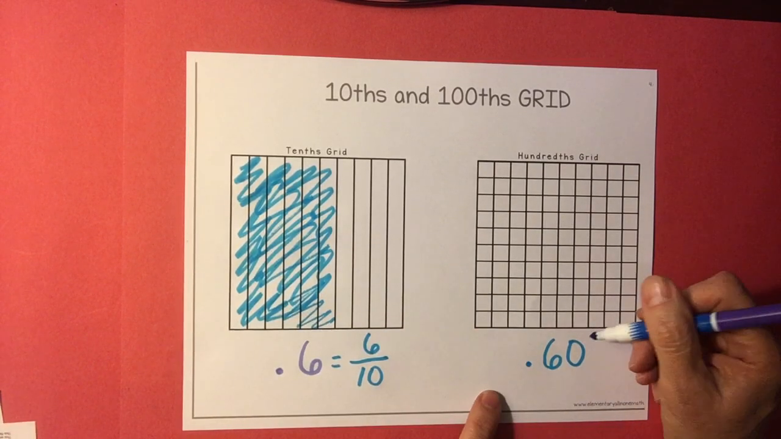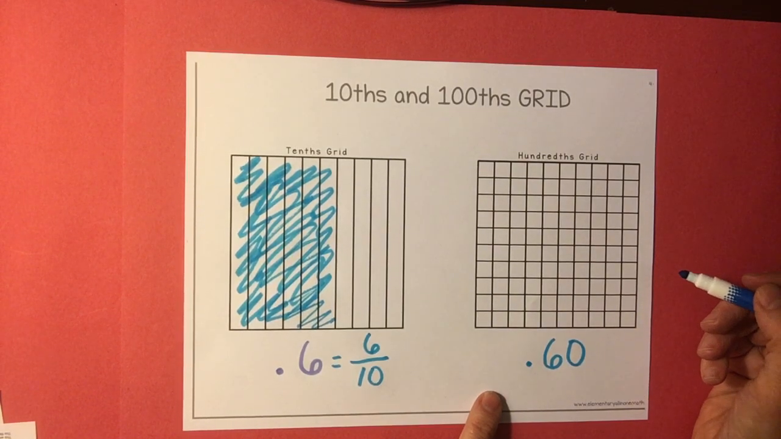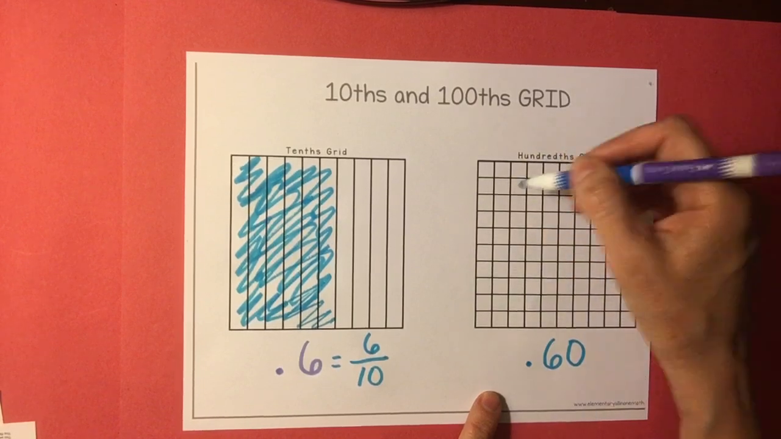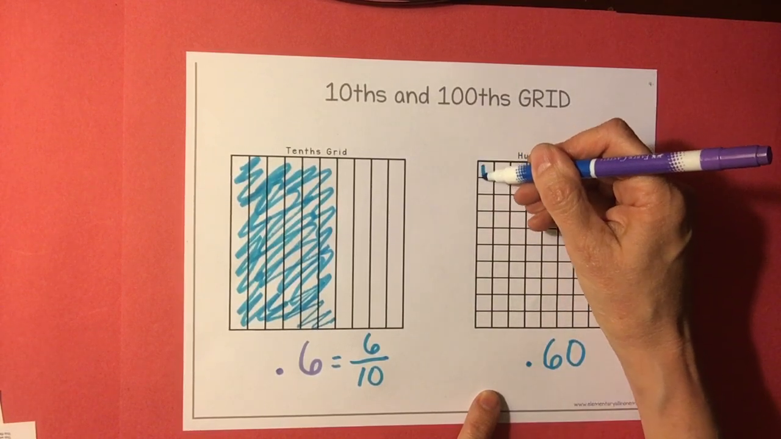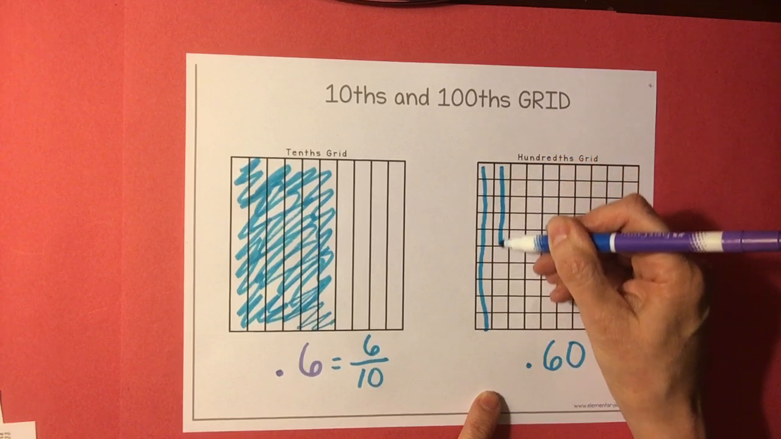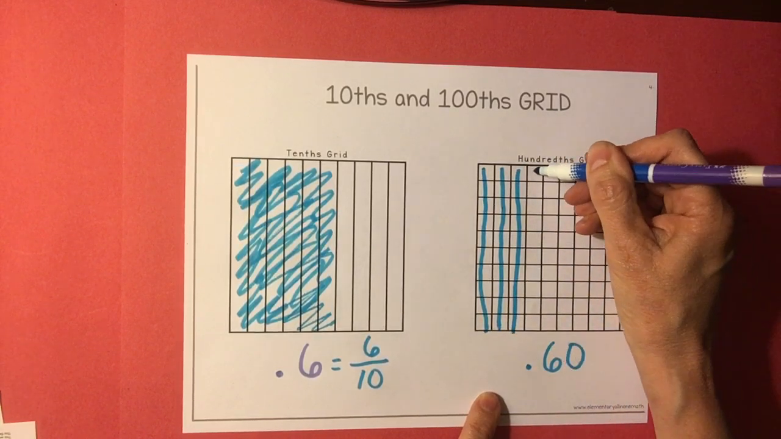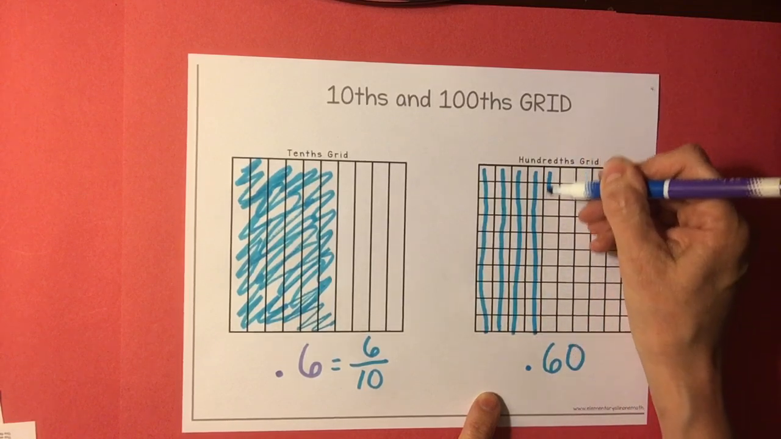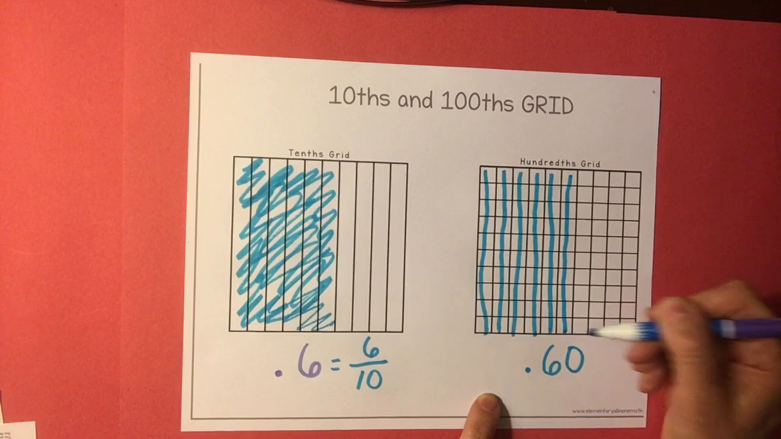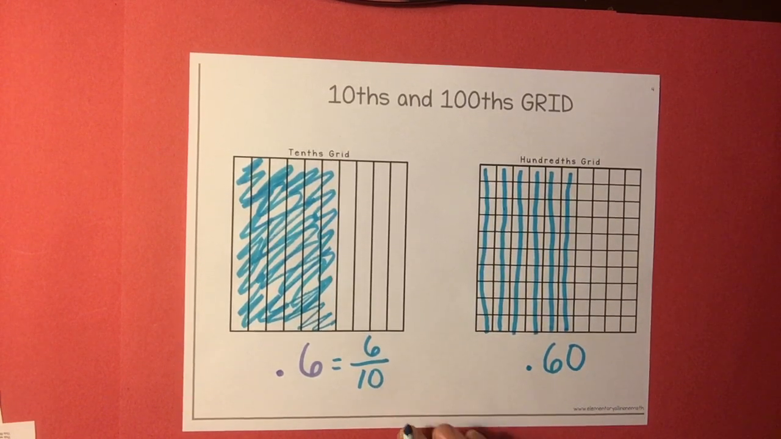Now I'm going to shade 60/100. So my decimal here is 60 out of 100. So I have 100 altogether. I'm going to shade in 60. I'm going to do it this way this time. So 10, 20, 30, 40, 50, and 60. Now I have 60 hundredths and 6 tenths.